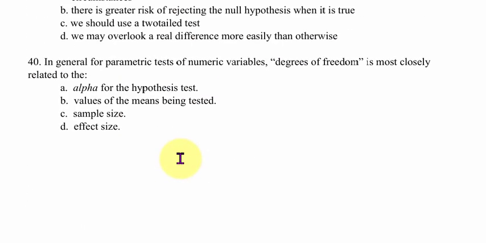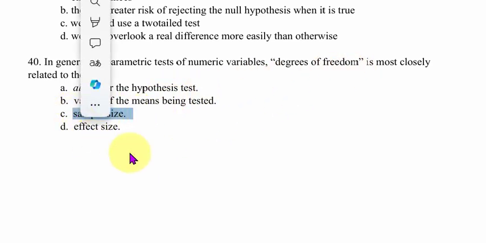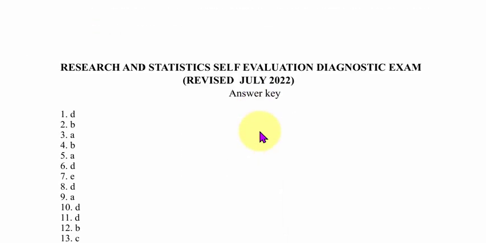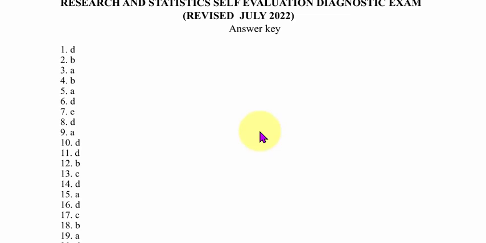And 40, is that the last one? Yahoo. In general, for parametric tests of numeric variables, parametric just means they use the means and standard deviations. Degrees of freedom is most closely related to the sample size. Right? Degrees of freedom is the sample size minus the number of groups, but that has to be the answer. And that's it. So let me scroll through the answers real quick if you want to look through them.